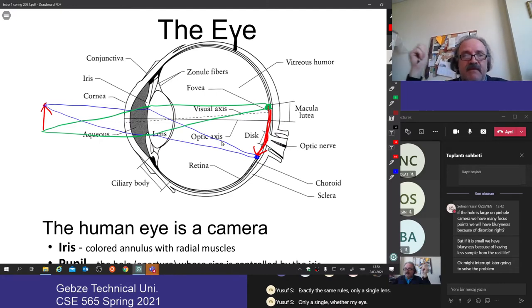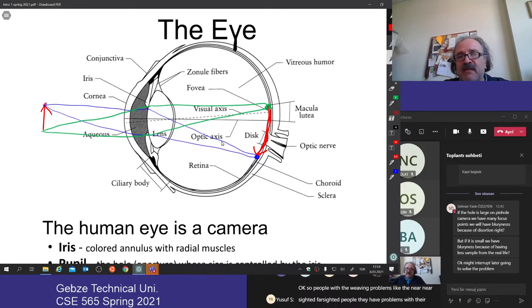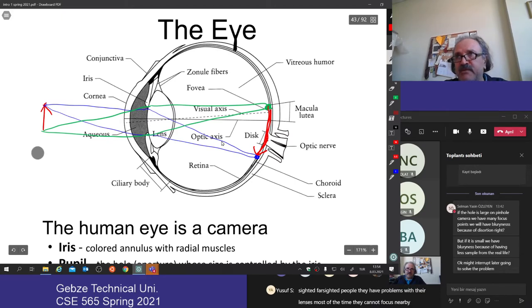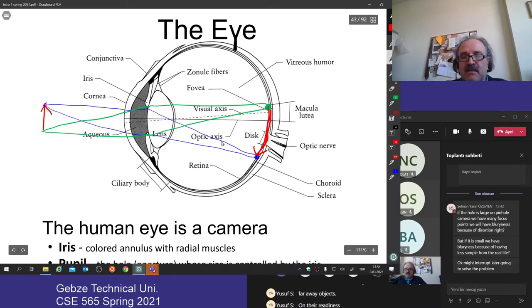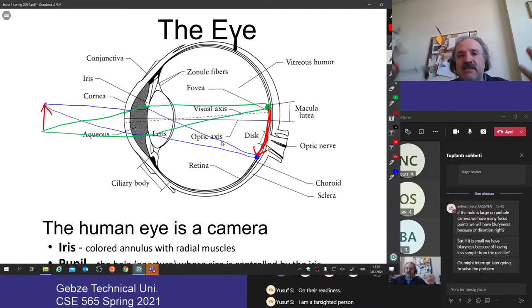Okay, so people with viewing problems, like the nearsighted and farsighted people, they have problems with their lenses most of the time. They cannot focus nearby objects or faraway objects on their retinas. I am a farsighted person. Without these glasses, the near objects are very, very blurry. I cannot bring them into focus. It is all blurry. The closest that I can see is maybe half a meter. I can start reading letters.